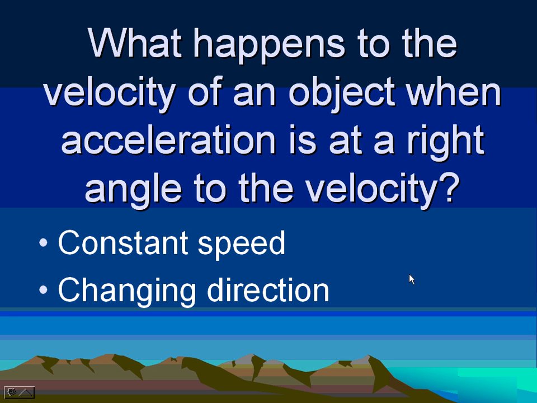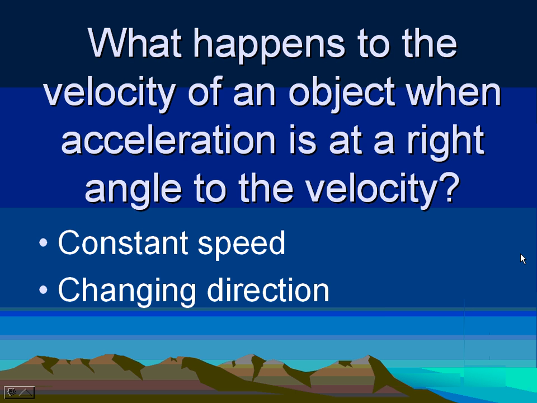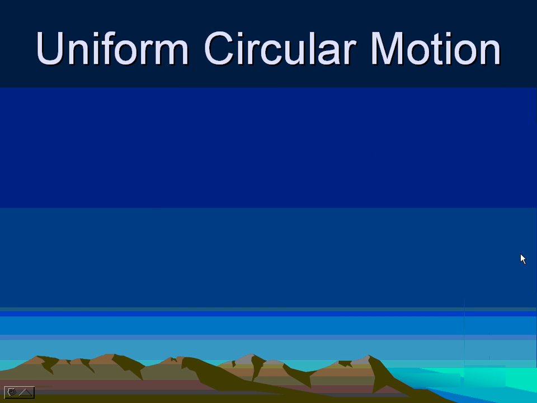Yes, because it's changing its velocity, not its speed. Uniform circular motion. So this is what we're talking about. What do we mean when we say uniform circular motion? What is it that is uniform? What is it that remains constant? What do you think, Luke? The speed. The speed is one thing. And what else?